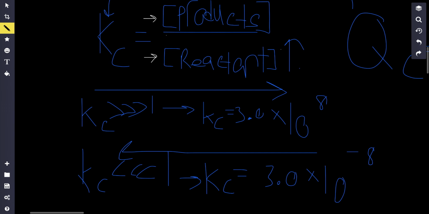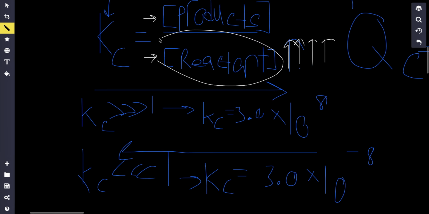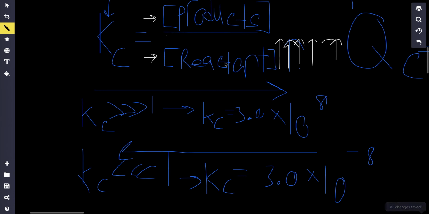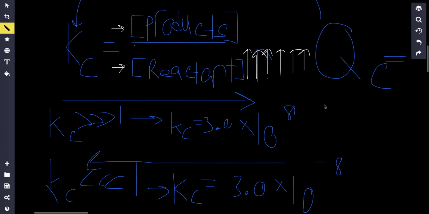If your equilibrium constant is much, much less than 1, like this one right over here, then you must have a very big denominator to make your value small. And what's in the denominator? The concentration of your reactant. Imagine if this value was very, very big. Then you're going to have a very big denominator, and if you're dividing something by a very big denominator, you're going to get a very small value. So this reaction is going to be more reactant favored.